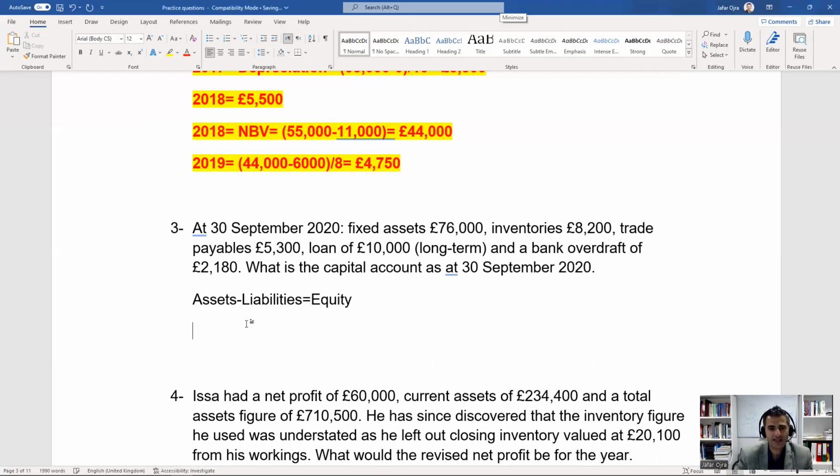So what comes under assets? We have fixed assets, which is 76,000. And also we have inventories. Inventories comes under current assets, yeah? 8,200. So that would be the total assets. So 76,000 plus 8,200, of course, that makes 84,200. Right? Okay, great. Done.